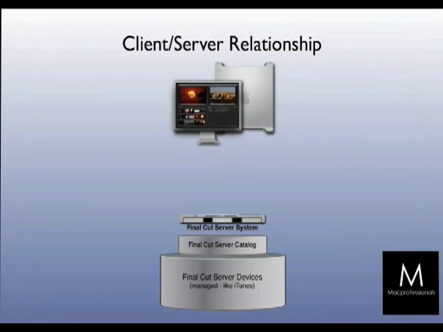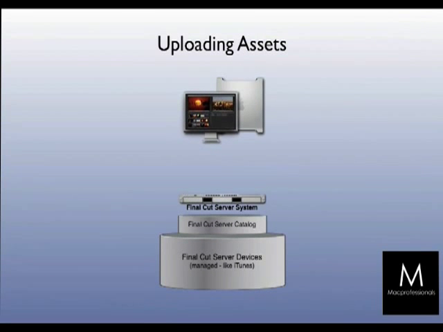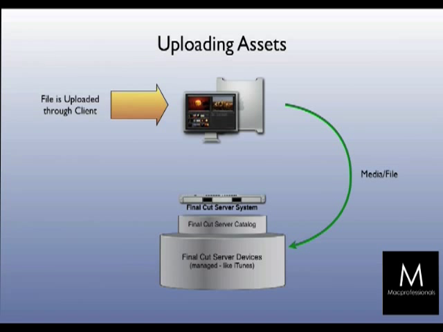The relationship between Final Cut Server and its client is to do with the way that tasks are requested. The client system will send a task request to the server, and based on the permissions that are configured in the server, the client system will have access to those assets. An example would be uploading assets. When a client system wishes to upload an asset, it makes a request to the Final Cut Server to upload the media file. Along with that goes the metadata information into the actual catalog database.